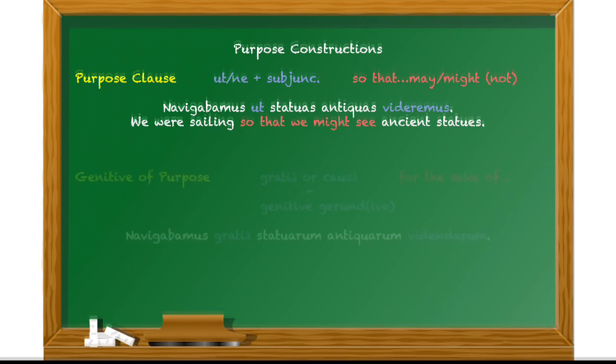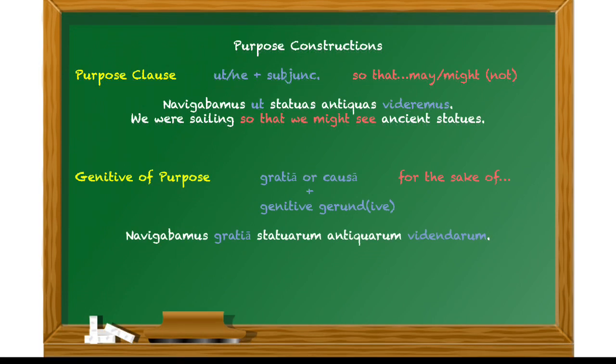Another way to express purpose is with something we call the genitive of purpose. And the genitive of purpose uses either the words gratia or causa, and you'll notice that both of those have a long A. You can use either one of those, plus a genitive, gerund or gerundive. And you'll notice I've abbreviated it like this. I put gerund and then I put the IVE in parentheses. That's just my way of indicating it can be either a gerund or a gerundive. So you have gratia or causa plus a genitive, gerund or gerundive.